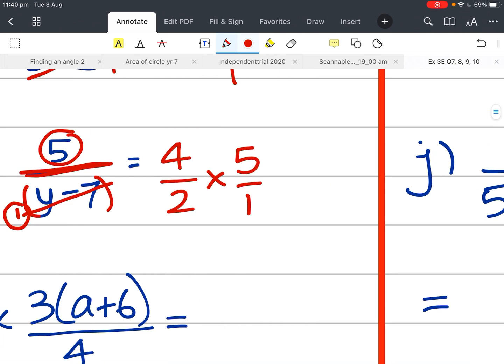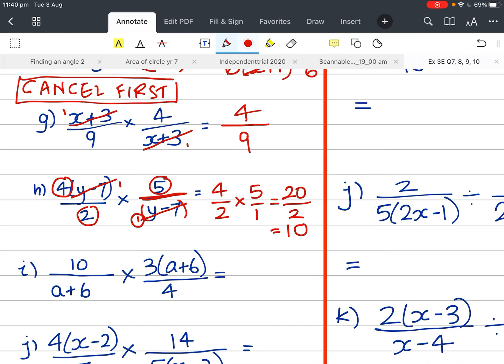Now you can multiply across, or you can cancel straight away from here. I'm going to multiply across because that's what we were doing yesterday. 4 times 5 is 20. 2 times 1 is 2. How many 2s fit into 20? Hopefully you said 10. Remember, if your brain's not working, use your calculator. It will work for you every time.